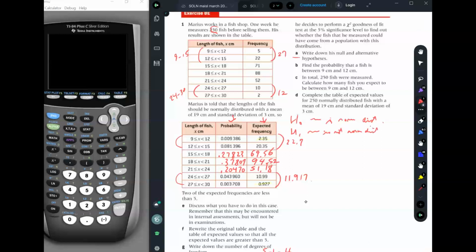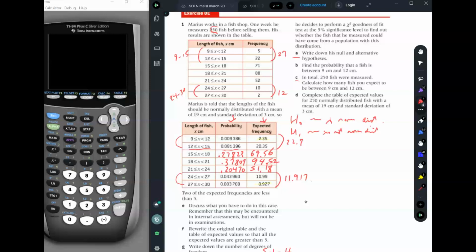What about B? Find the probability that a fish is between 9 and 12 centimeters. And so we already showed how we do that. We do that with norm CDF. They were actually talking about this interval here, so the probability would come out to be 0.081396 if you would do that with normal distribution, right? Part C, in total, 250 fish were measured. Calculate how many fish you would expect to be between 9 and 12. So then you would multiply 0.081396 times 250, and that would give you 20.35.